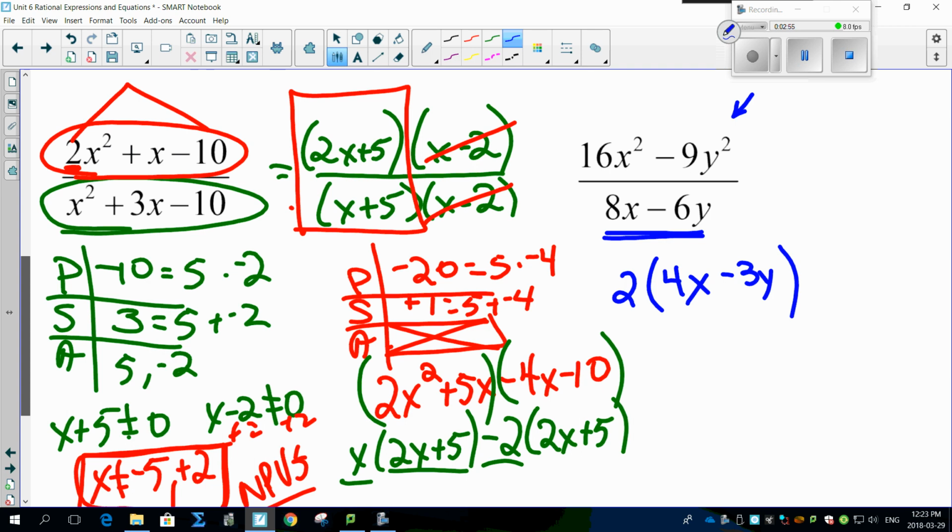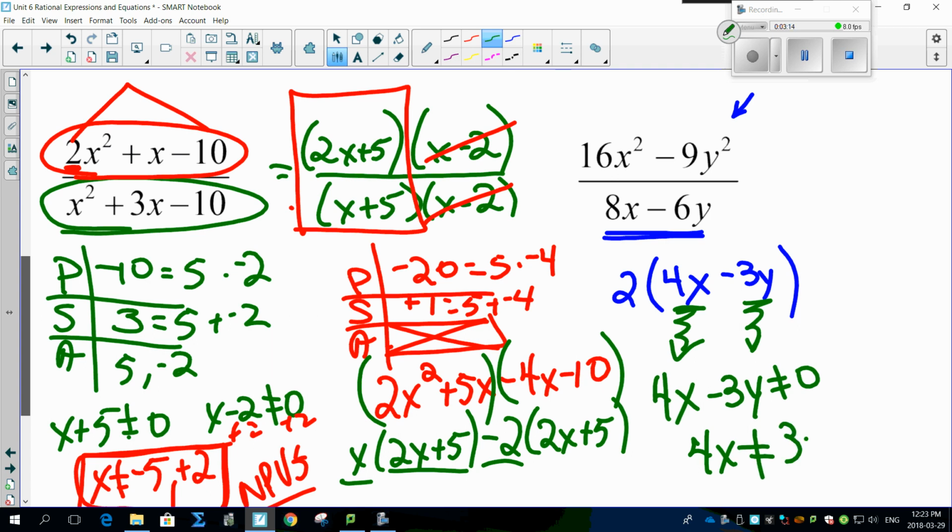Now, can we have non-permissible values for this? Well, of course we can have non-permissible values, because if this was ever to equal this guy, one subtracted from the other, oh my goodness, you got a problem here. So we cannot have 4x minus 3y equal to 0, or basically 4x can never equal 3y. Because if you do, guess what? You got a non-permissible value. Okay? That's what's really, really important.